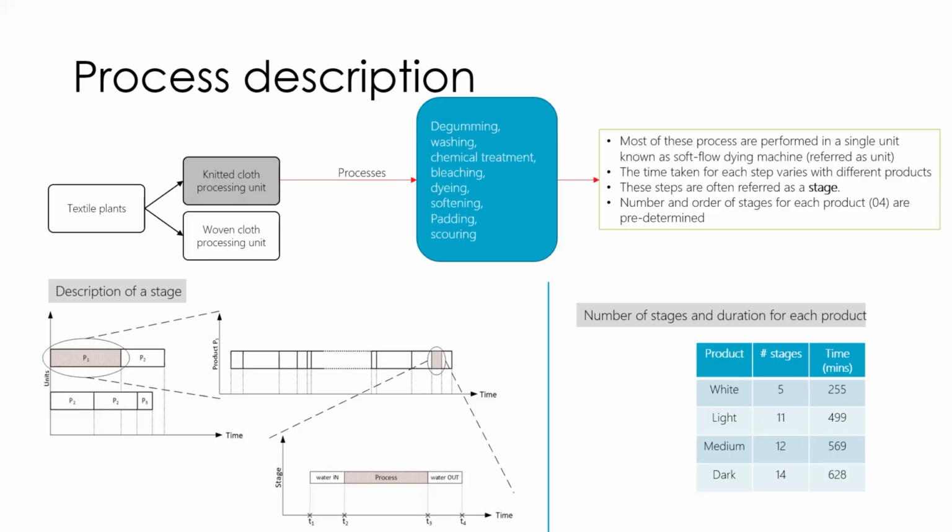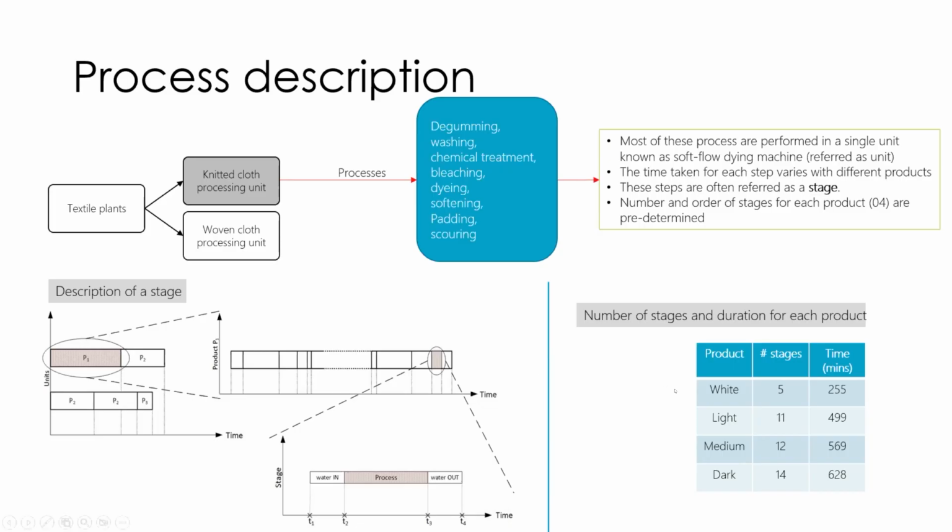So we have 4 units, that is 4 soft flow dyeing machines, and there are 4 products to be made with different shades: white, light, medium and dark.